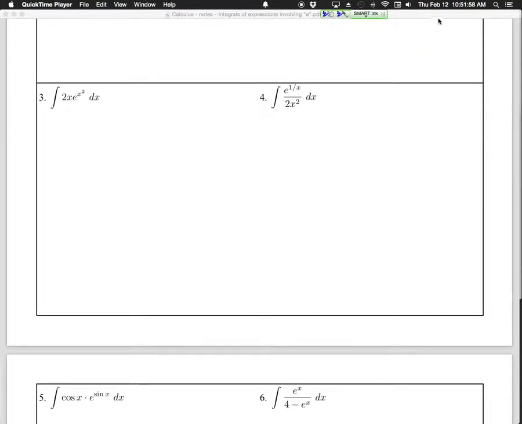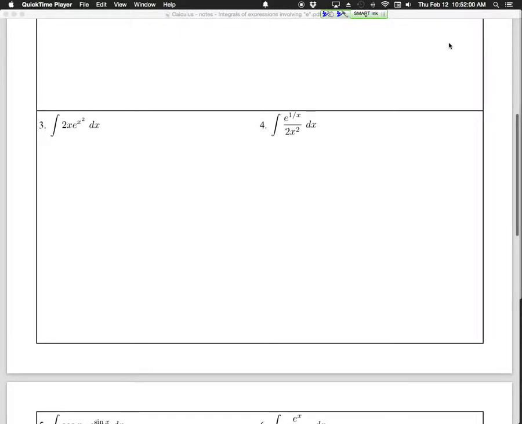It's just not gonna be that easy. All right, number 4, e to the 1 over x divided by x squared. So what do I want to take the derivative of? 1 over x, which is negative 1 over x squared dx.